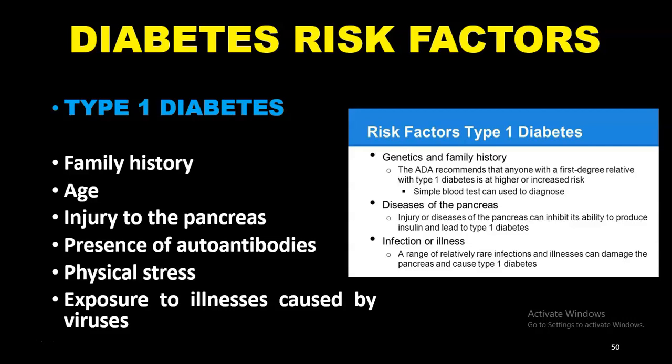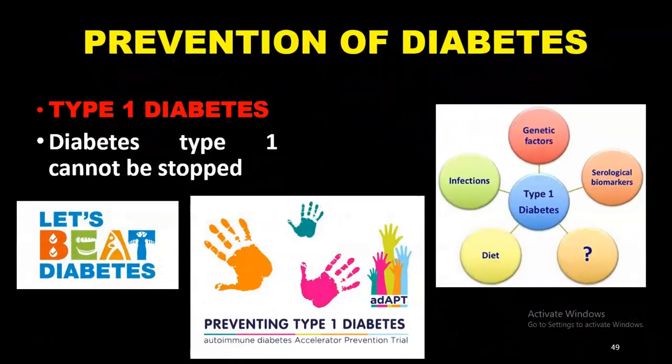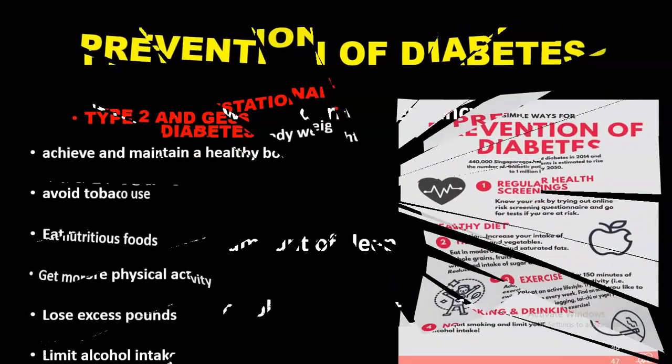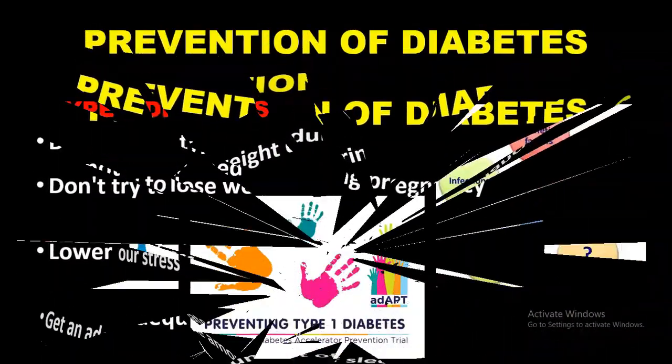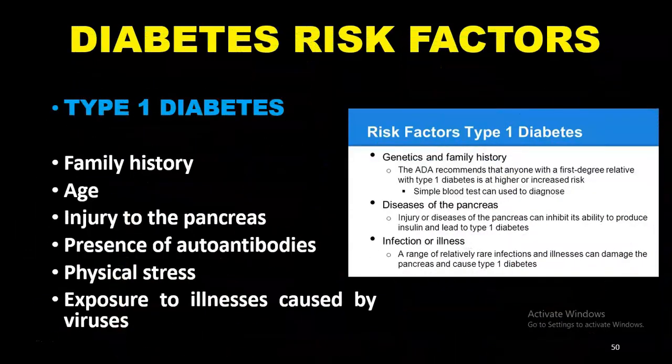So let's look at diabetes risk factors. We've already talked about prevention of diabetes. We talked about how to prevent type 2 and gestational diabetes. We've also talked about how to prevent type 1 diabetes. So now let's go on to the risk factors for diabetes. Now let's look at the risk factors for type 1 diabetes.